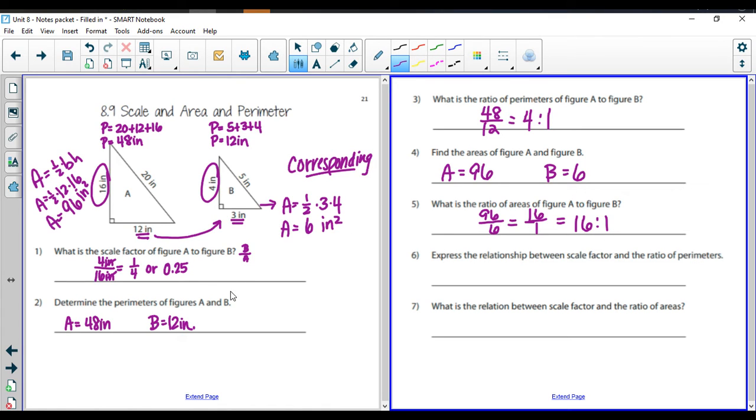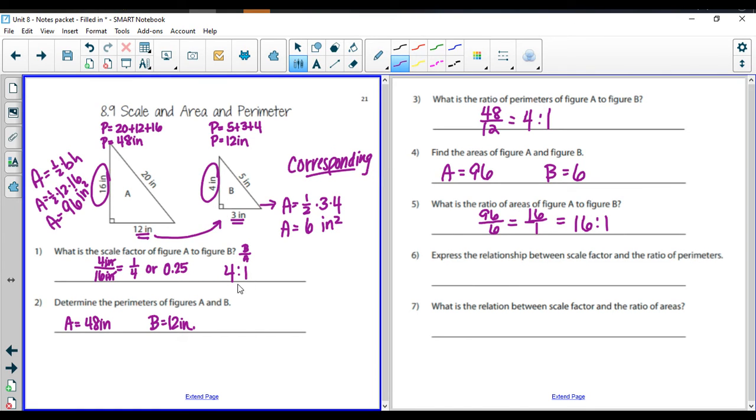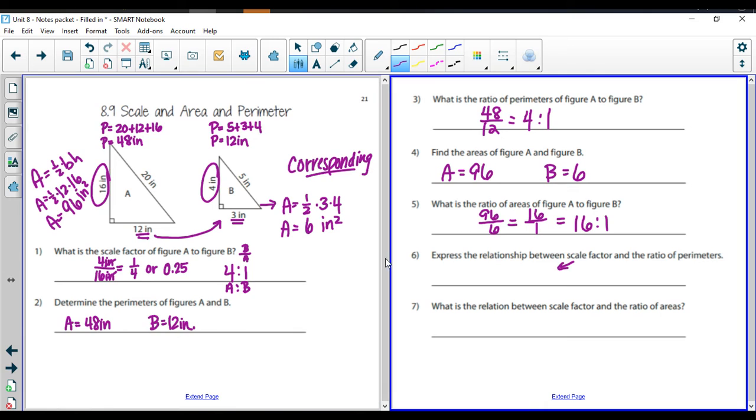Going back here to scale factor, this is what we would multiply by, but we could also say that it's a factor of 4:1 if we're looking at A to B. So we could have written it out slightly differently here, which is actually going to help us in questions 3 and 5, and then moving into 6 and 7 here. So number 6 says, express the relationship between scale factor and the ratio of the perimeters. So our scale factor, if we use that idea of that 4:1 comparing A to B, notice up in number 3 here, the ratio of our perimeters is also 4:1. So the ratio of the perimeters is going to be the same as the ratio that we have in our scale factor here.